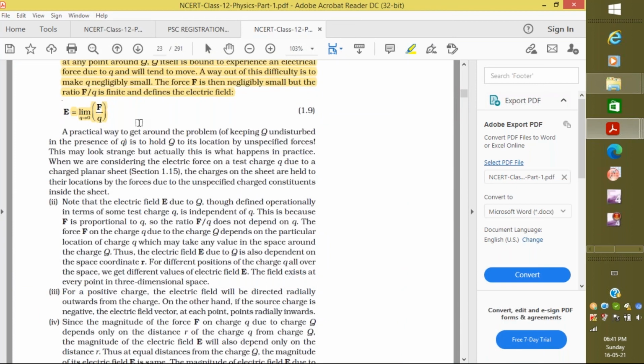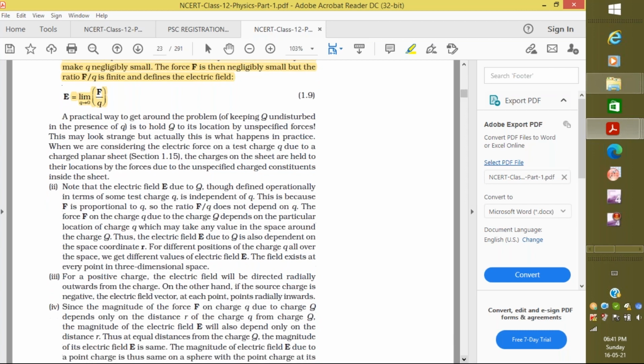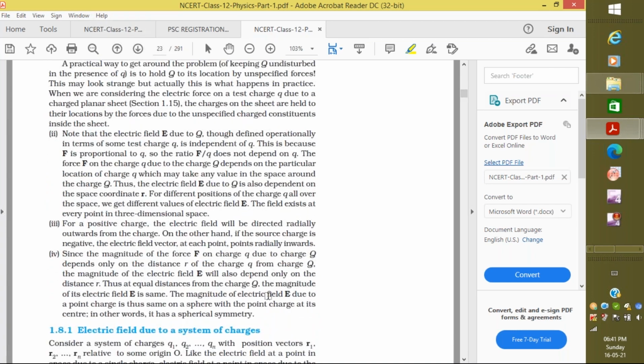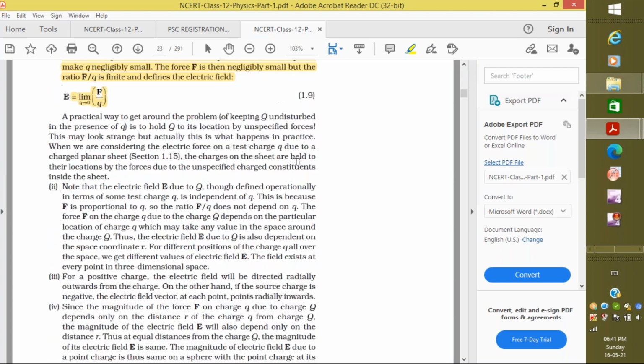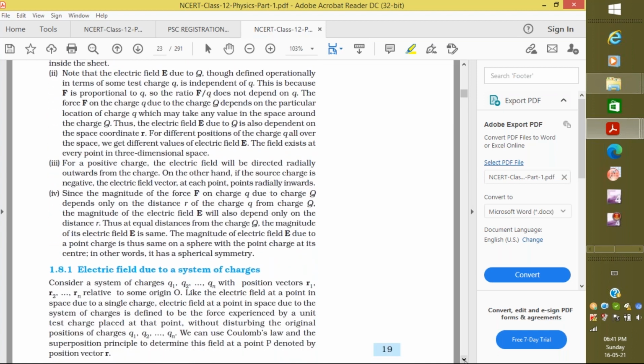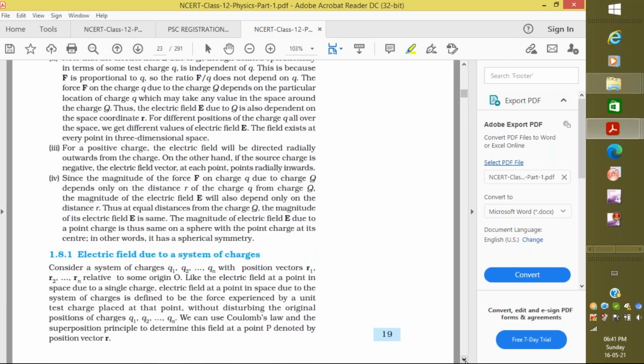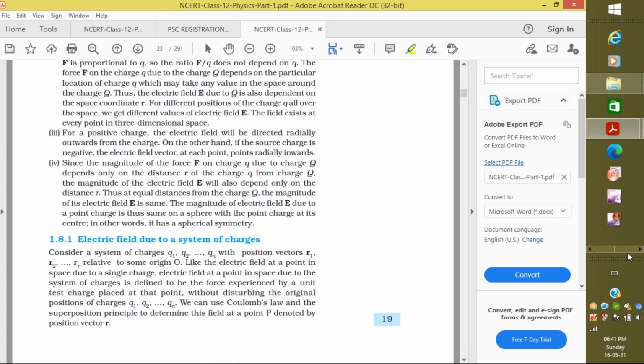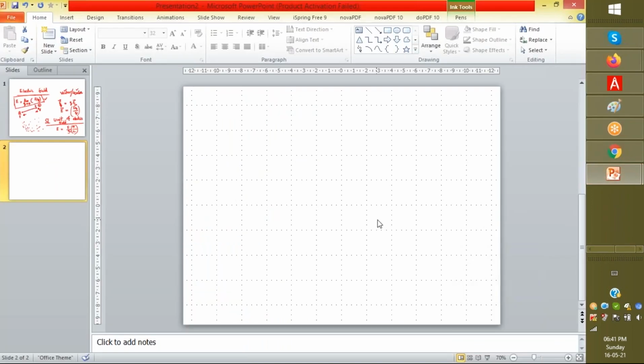Now there are a few points. I think I have discussed all these points already. You just read this, and if you don't understand from your book, then tell me in the next class and I'll teach you again. So electric field is a vector, and it can exist in 2 dimensions and 3 dimensions both. One more point I have left out, I'll tell you now.